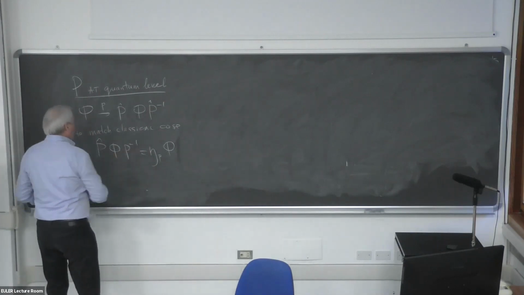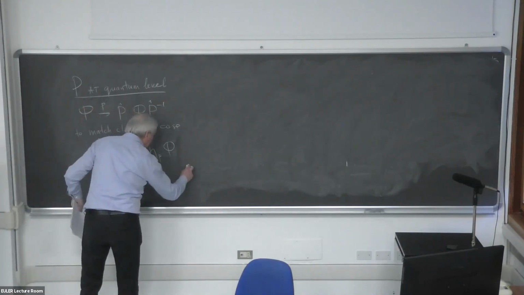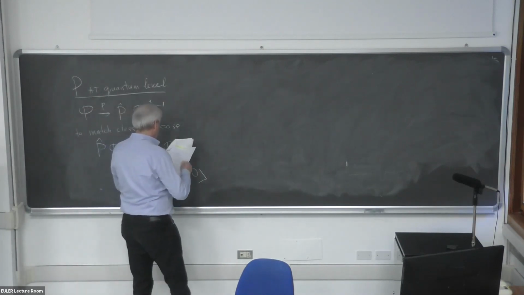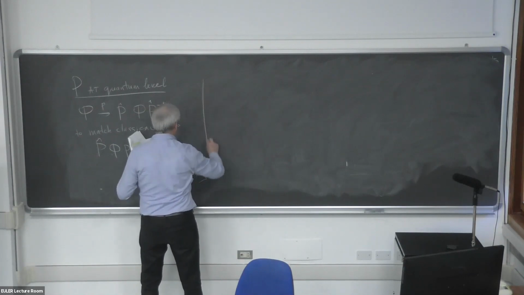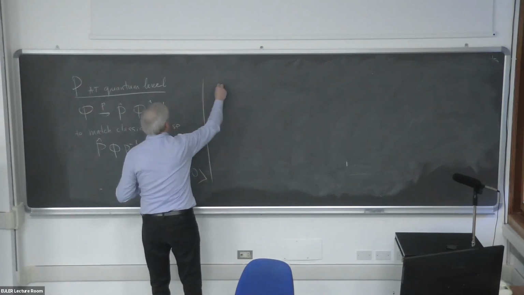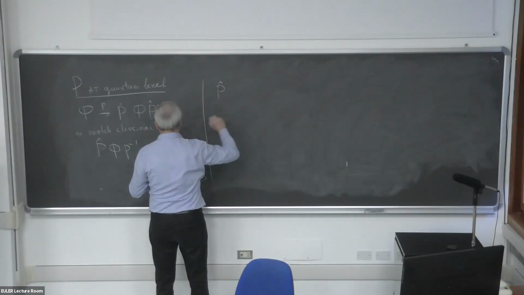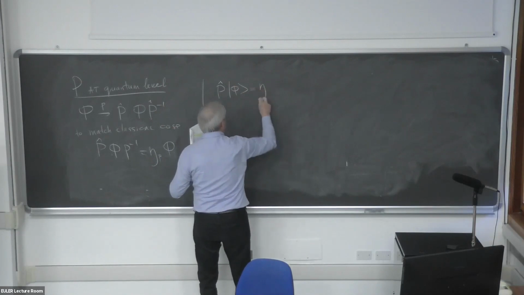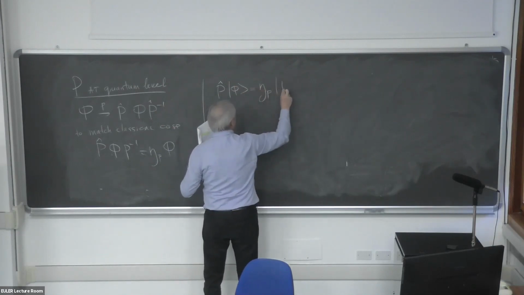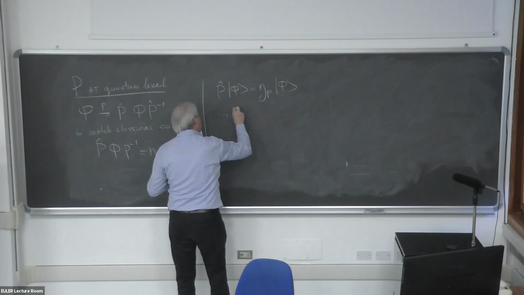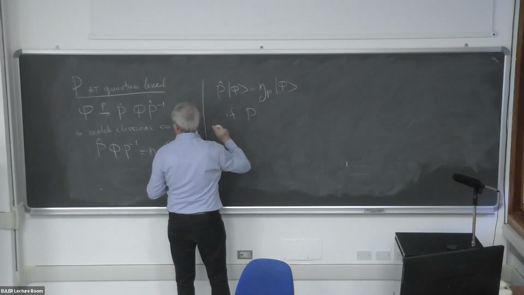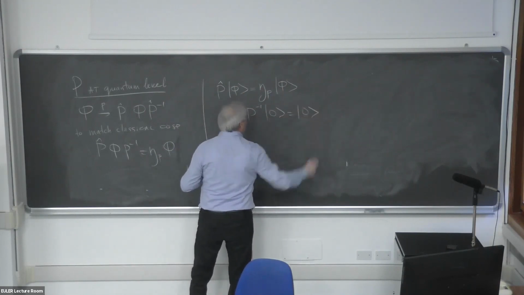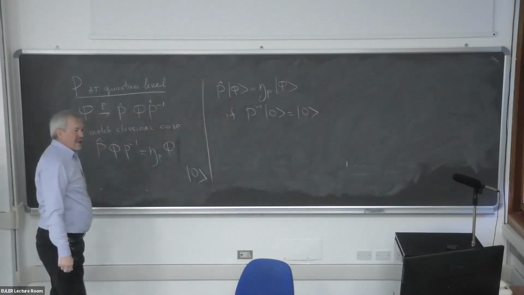Now let's take this equality and act with it on the vacuum. What we will get is that P F of x equals eta P F of x, if P minus 1 acting on the vacuum is again the vacuum. Do you see this immediately?